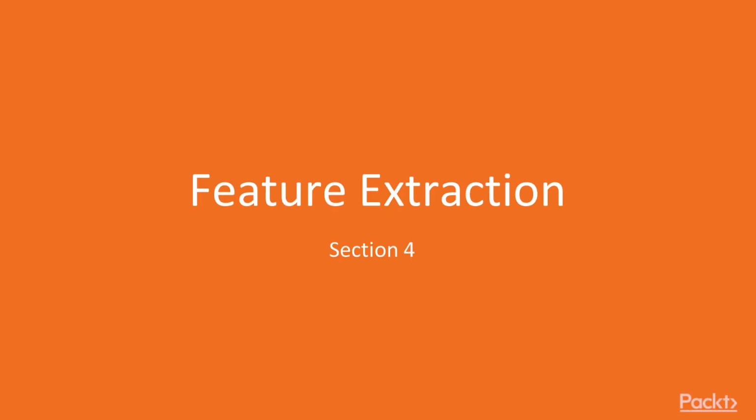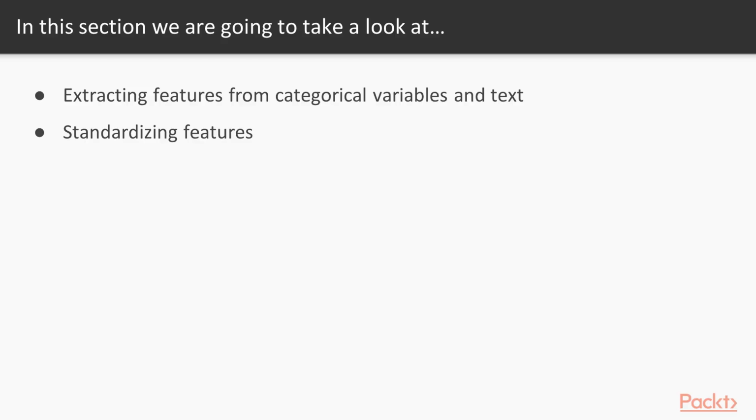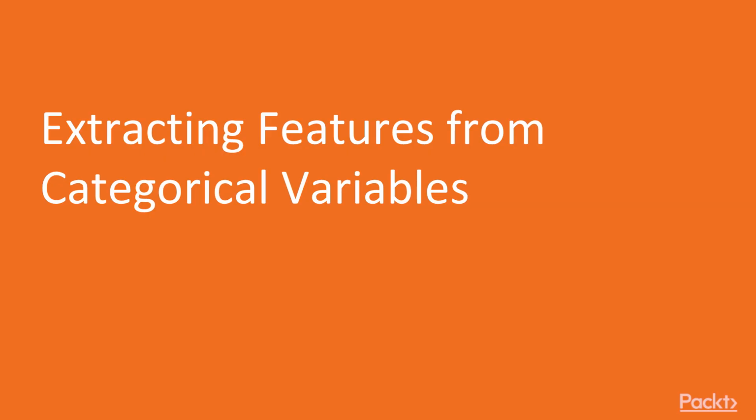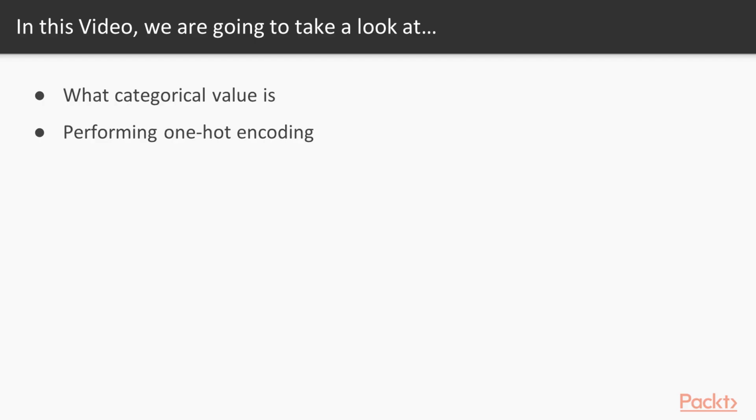Welcome to the new section, Feature Extraction. In this section, we'll learn to extract features from categorical variables and text. We'll also standardize features. Now we move on to the first video of this section that deals with extracting features from categorical variables. In this video, we'll see what a categorical value is and perform one-hot encoding with an example.